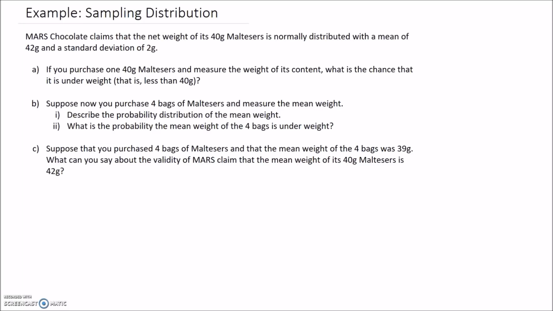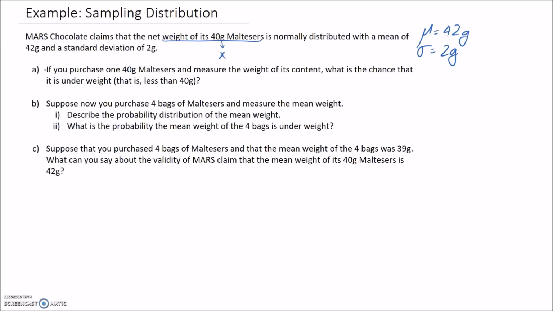So Mars Chocolate claims that the net weight of its 40-gram Maltesers is normally distributed with a mean of 42 grams and standard deviation of 2 grams. So let's just pause and quickly take out the information that we've just been given. What we're looking at is basically the weight of these Malteser packets. So that is going to be our X, okay? That it's normally distributed with a mean, so that would be mu, of 42 grams, and standard deviation, which would be sigma, of 2 grams.